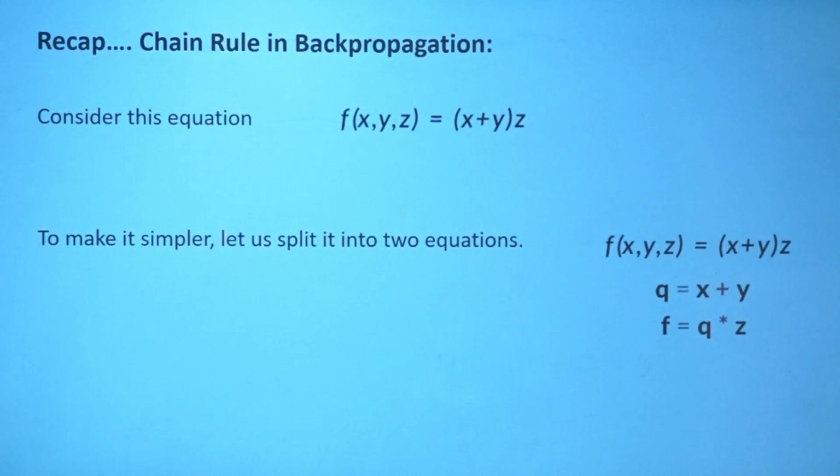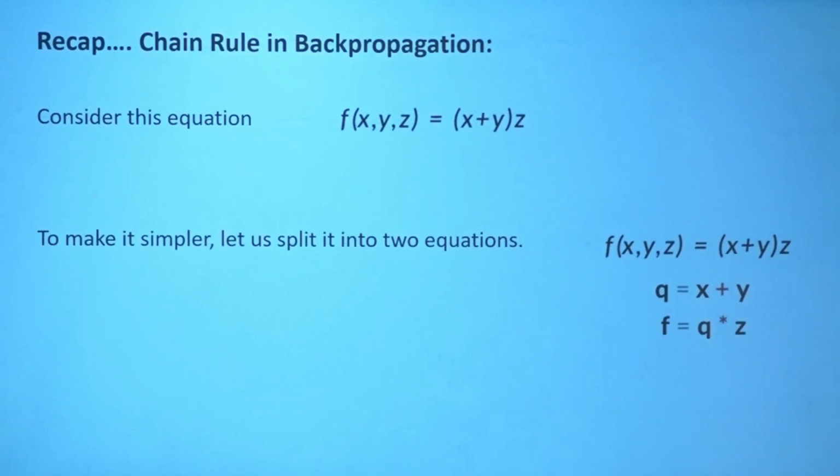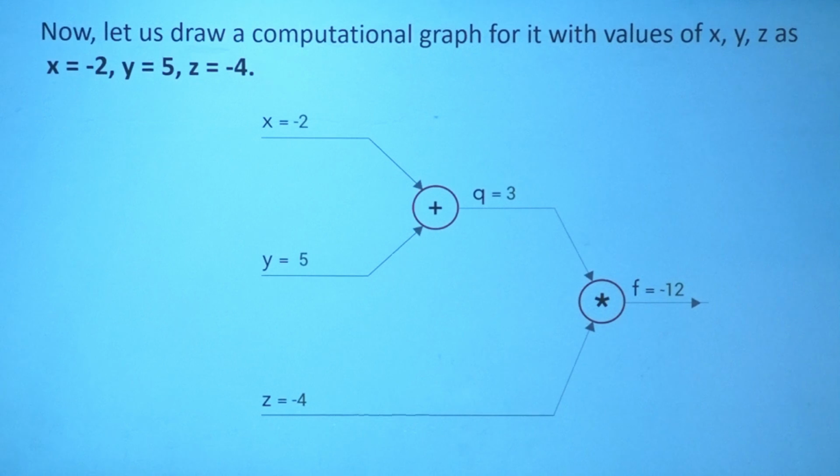In order to process this equation, that is the forward pass of this equation, moving from left to right, we will construct the computational graph. Let us assume we constructed this simple computational graph for the same equation with the sample input values x, y, z as -2, 5 and -4. Let us see how the computational graph was built.